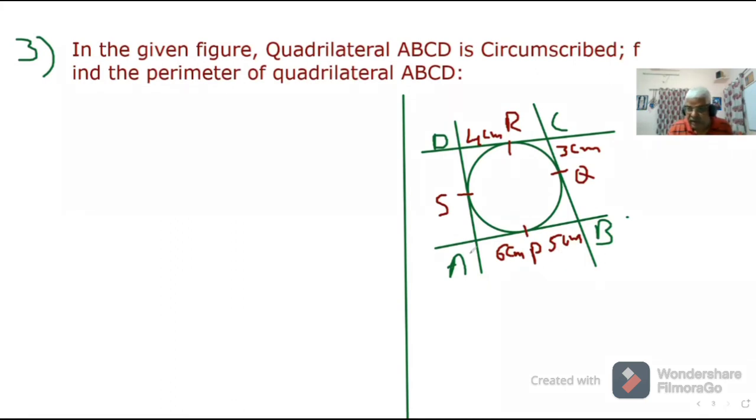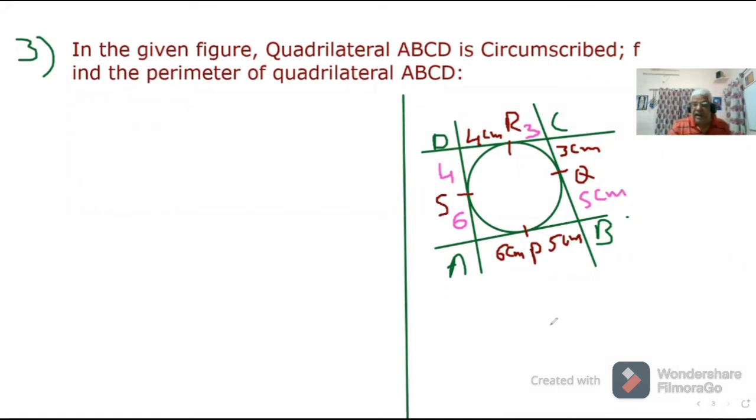Now, A is the external point, AP and AS are equal, therefore I take it as 6 centimeter. Next, D is an external point, DR and DS are equal, hence 4 centimeter. Next, C is the external point, CQ and CR are equal, therefore RC is 3 centimeter. Next, B is the external point, BQ and BP are equal, therefore here you will get 5 centimeter.